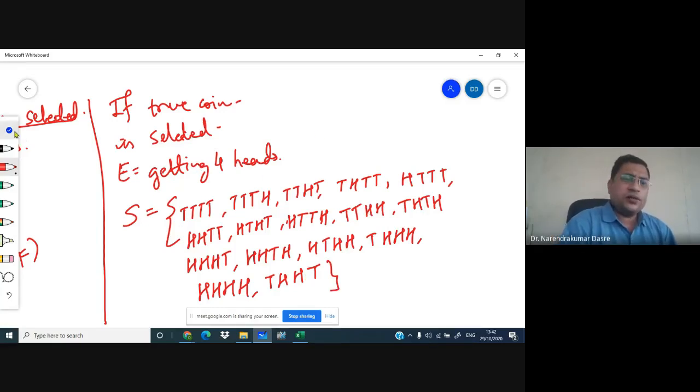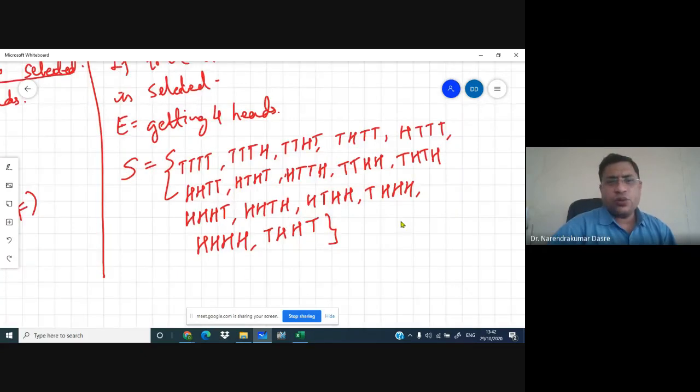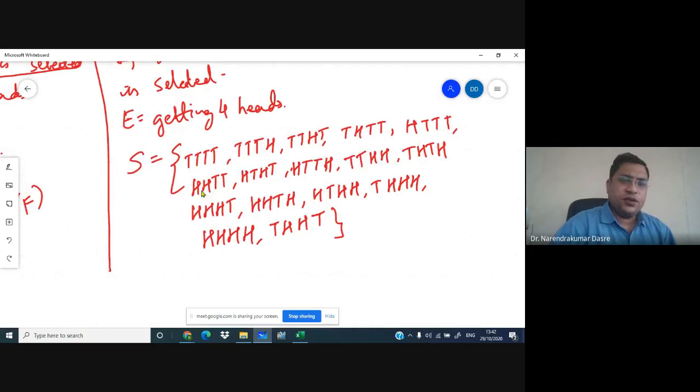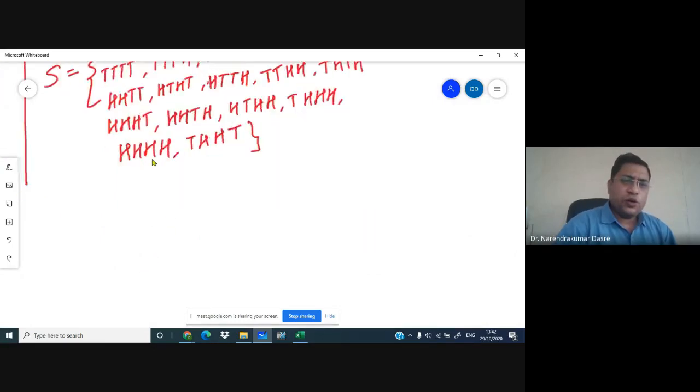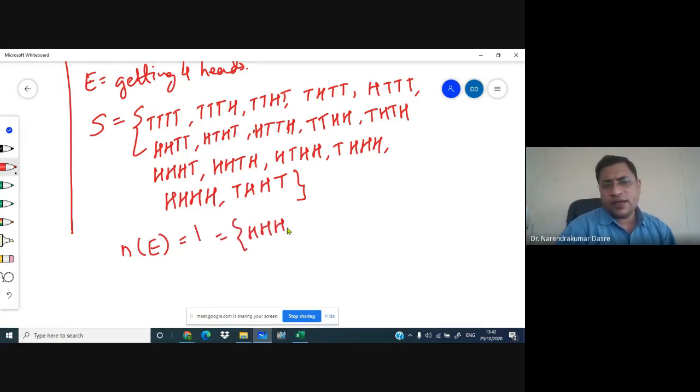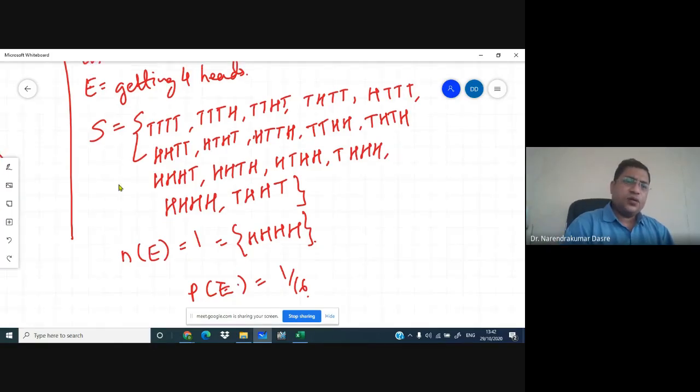Okay, and now see here. So how many heads do we want? We want 4 heads. Okay, so how many favourable outcomes do we have in this experiment? So the number of elements in E is going to be 1, and what is that going to be? H, H, H, H. So what is the probability of E? It is going to be 1 by 16.